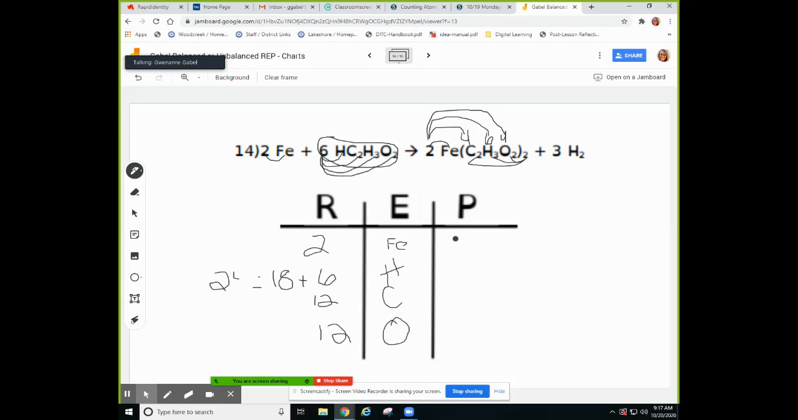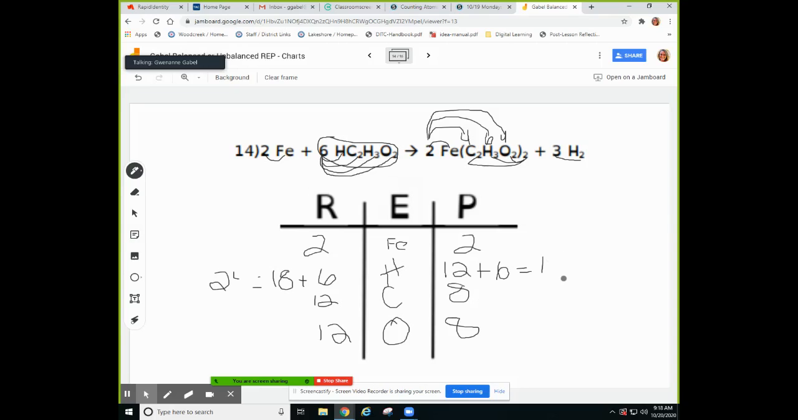So iron has 2 total atoms. Carbon has 2 times 4, 8 total atoms. Hydrogen has 2 times 6, 12 total atoms. And then oxygen has 2 times 4, 8 total atoms. And then I have this coefficient to distribute to this subscript. So hydrogen also has 6 more atoms on the product side, and this equals 18.